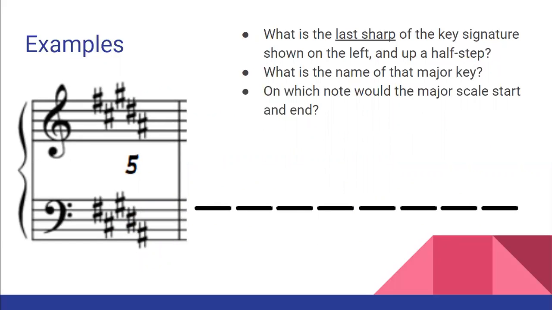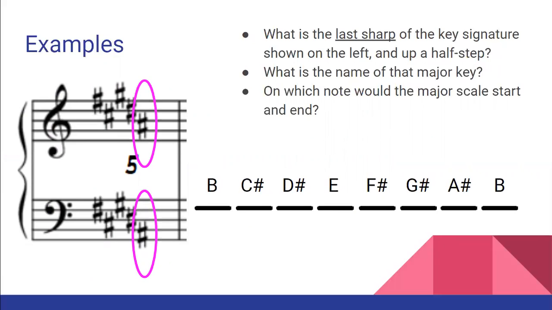5 sharps, what's the last sharp in that key? A sharp. What is a half step up from A sharp? B. So that's what the scale starts on, B. We need to include all 5 sharps, and there's your scale. B, C sharp, D sharp, E, F sharp, G sharp, A sharp, B.